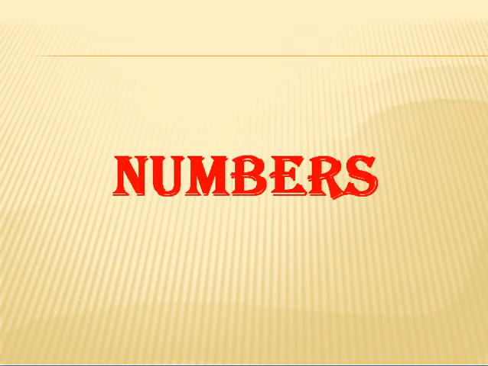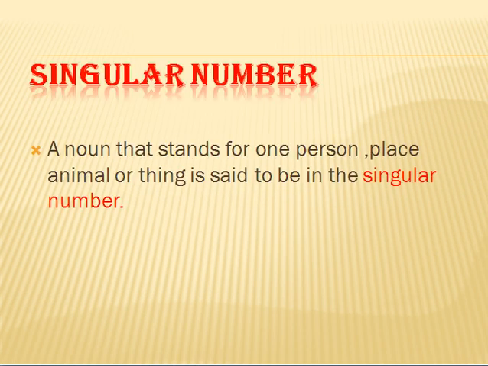Number is a grammatical category. In English, the two number categories are singular and plural. These two categories relate to nouns, pronouns, determiners and verbs. In other words, a noun, a pronoun, a determiner or a verb can be described as singular or plural. So we can say that numbers are of two types, that is singular number and plural number.